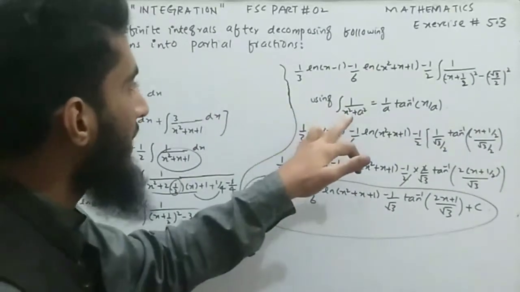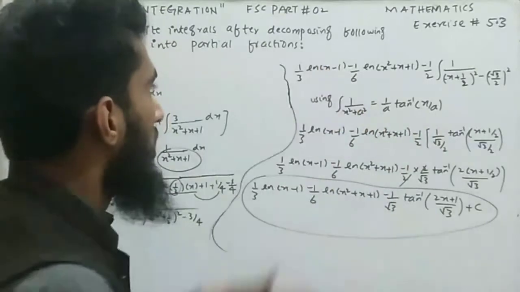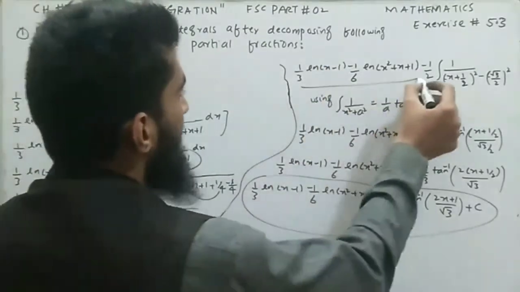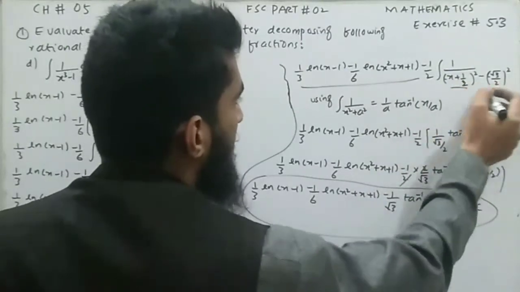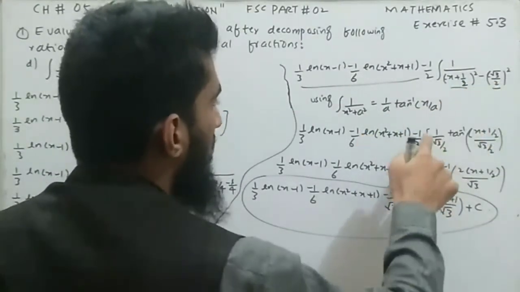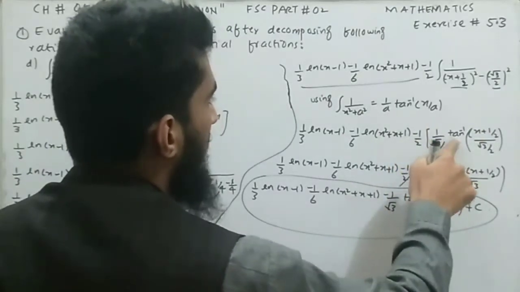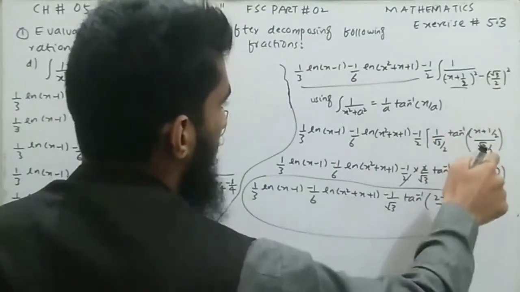Now after this, using the formula integral of 1 over x square plus a square is 1 over a tangent inverse x by a. So these two steps will come down as it is, and minus 1 by 2 will come down as it is. Let's suppose this is x and this is a. So using the x square plus a square formula, it is equal to 1 over a. A is square root 3 by 2, so 1 over square root 3 by 2 tangent inverse x by a, as x is x plus 1 by 2 divided by a, square root 3 by 2.